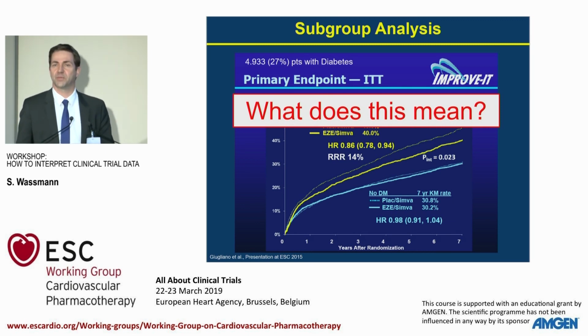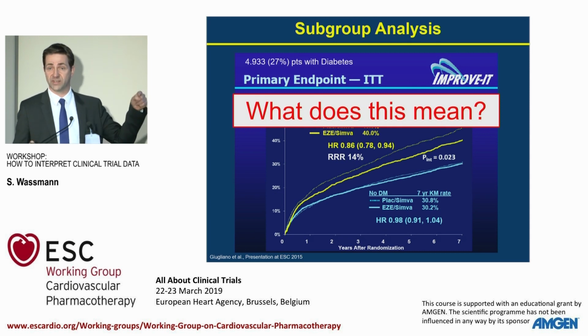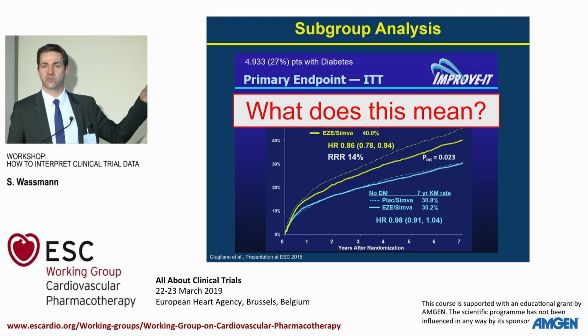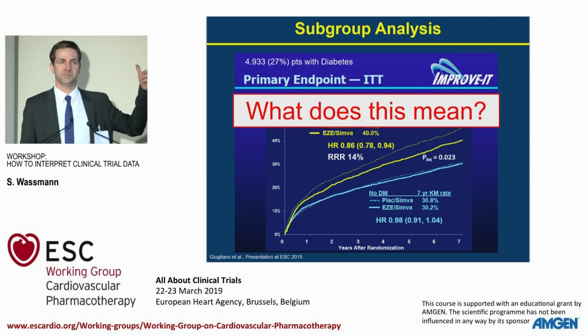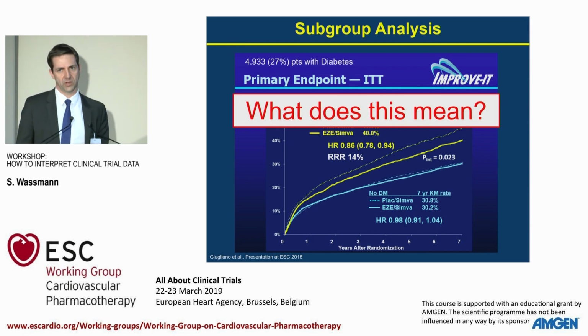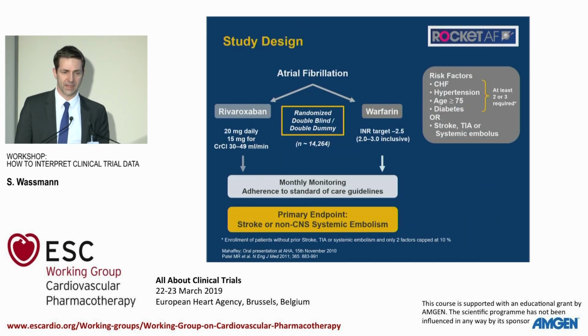But again, this is hypothesis generating. If we really want to test this, we have to do a phase 3 trial in just a diabetic population to check if there's more benefit there. That's very, very important. Obviously, it gives you some hint that diabetics may potentially benefit more, but it's hypothesis generating. Okay, any questions for this?